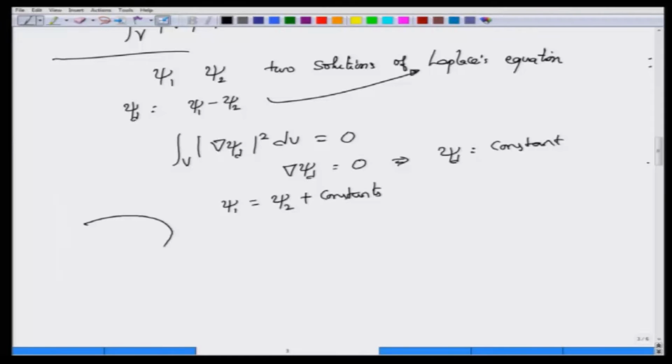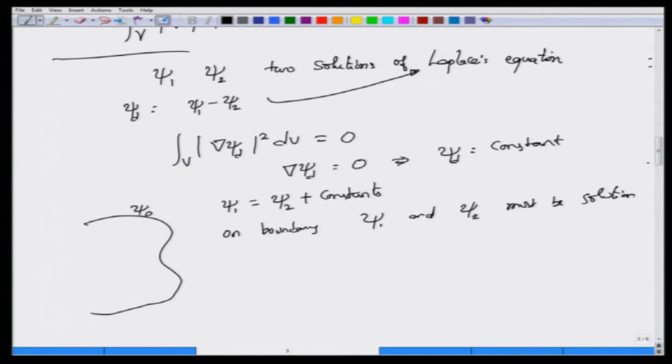How? On the boundary that we have considered in the original problem, the potential is actually specified to some value psi 0, right. We have just said that psi 1 is also a solution, psi 2 is also a solution, therefore both psi 1 and psi 2 must be solutions on the boundary itself, which implies that psi 1 is equal to psi 0 and psi 2 is equal to psi 0, right.